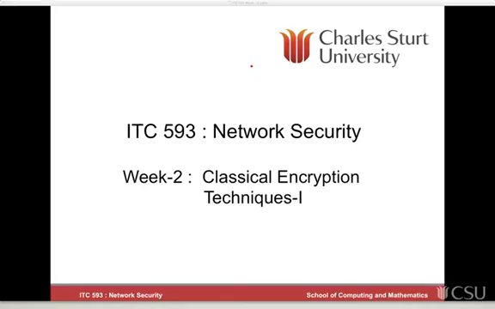ITC593 week 2 lecture. This week we will talk about classical encryption technique part 1. The other part we'll discuss in week 3, that means next week, as per our study guide or module that is uploaded in your module section of the Interact site. We'll go through accordingly.